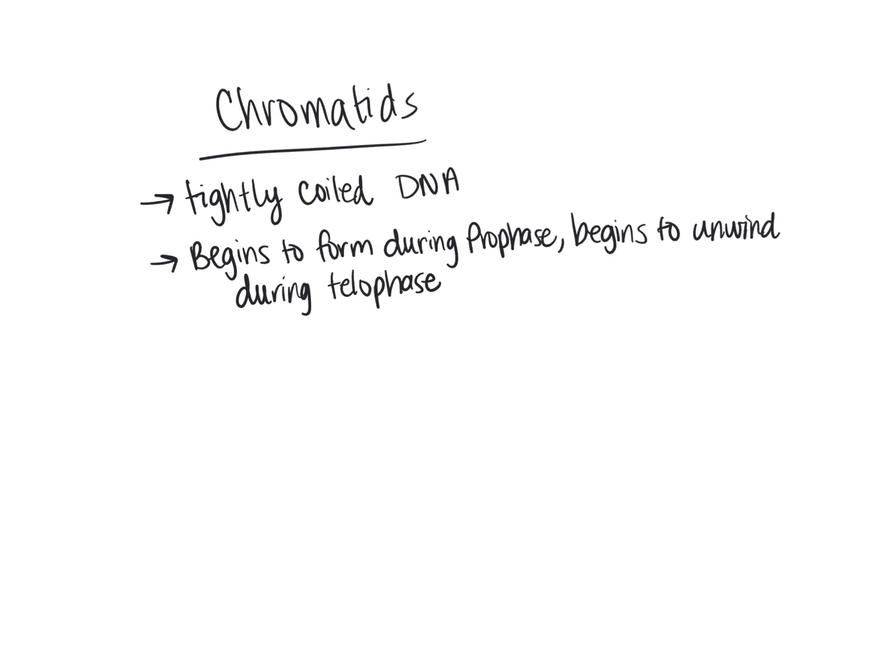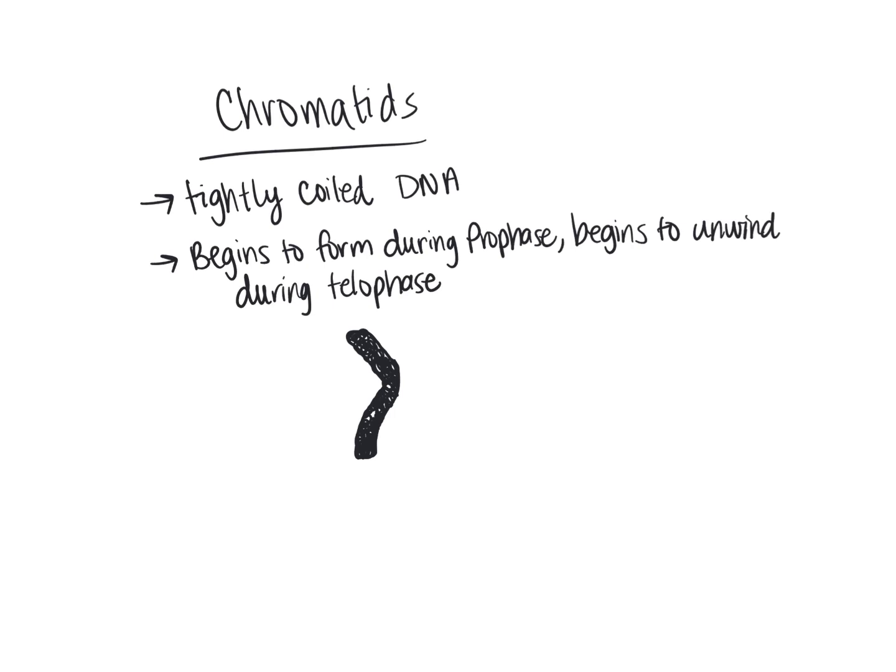So what you're going to see when I am talking about those chromatids are these tightly coiled, spiraled structures. And these, as I mentioned, begin to form during prophase. And the goal of these is to make the separation of the genetic material much easier than if the DNA were just in that chromatin form, which is loose. So this right here is the tightly coiled DNA in the form of a chromatid.